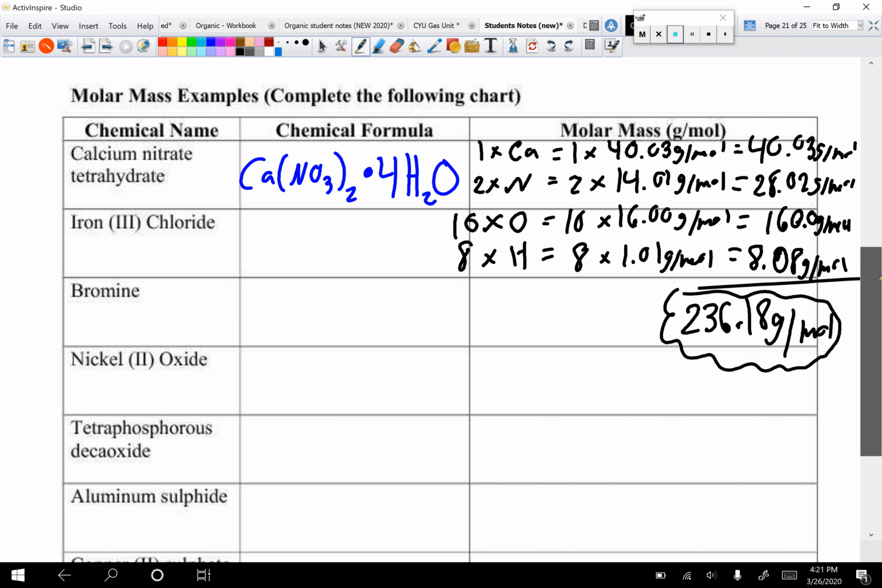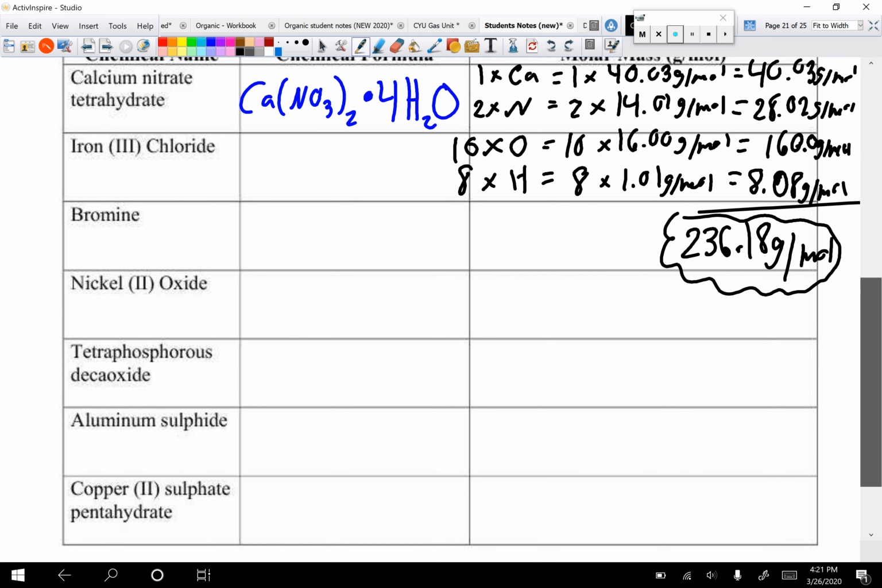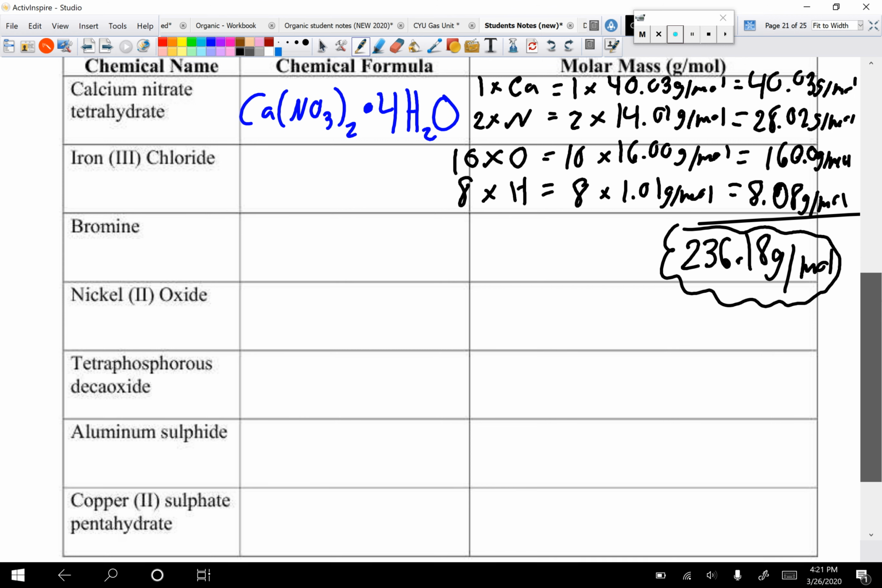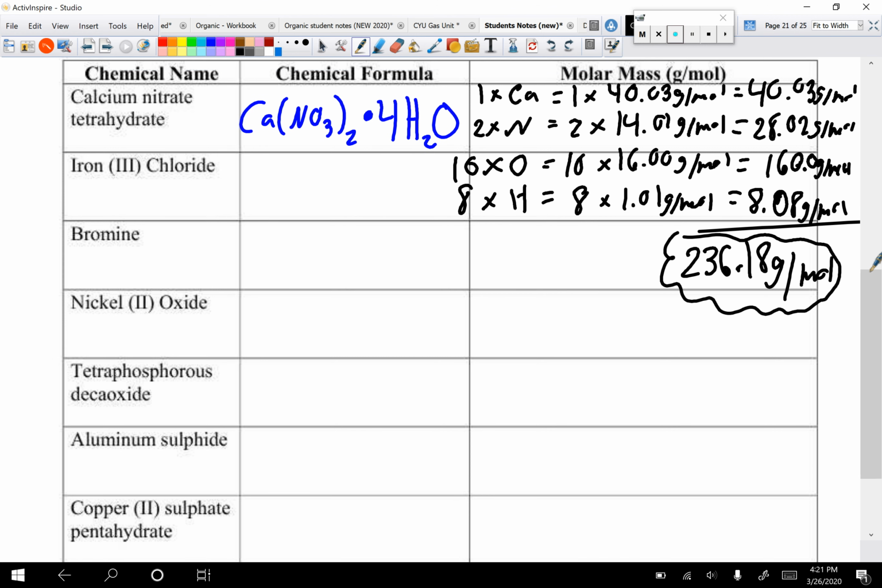Of course, we do have a bunch of other ones right here. We have our iron(III) chloride, our bromine, our nickel(II) oxide, tetraphosphorus decaoxide, aluminum sulfide, and copper(II) sulfate pentahydrate. All right, so please pause the video right now, fill in all the chemical formulas and their molar masses, and I'll have all that up in about 3 seconds.